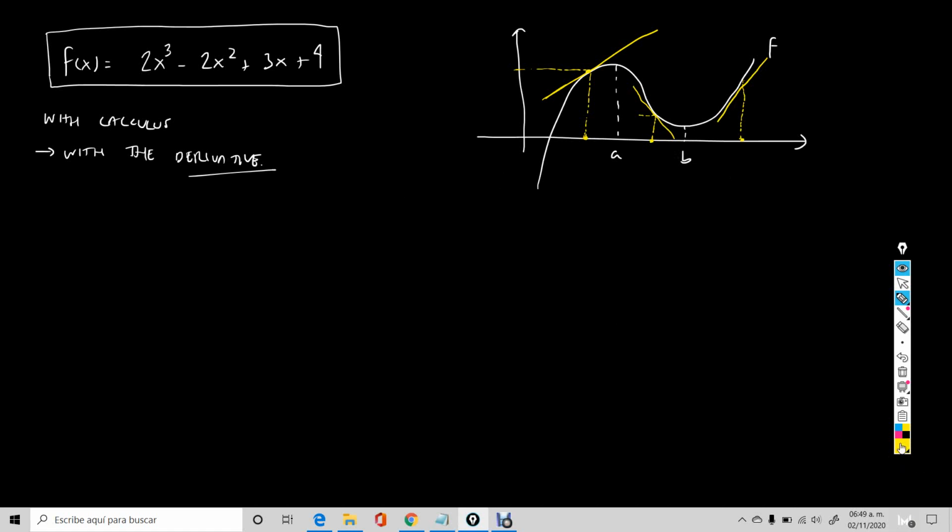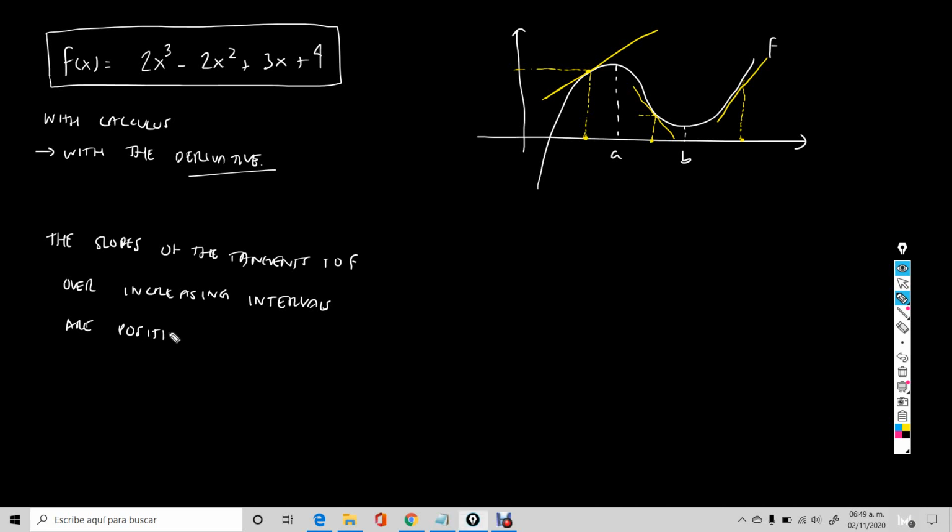The slopes, let me write that down. The slopes of the tangents to f over increasing intervals are positive, and over decreasing intervals are negative. So we know about that.